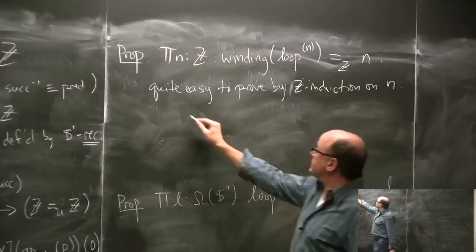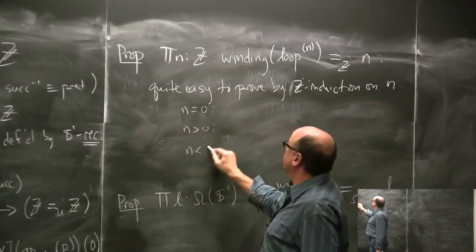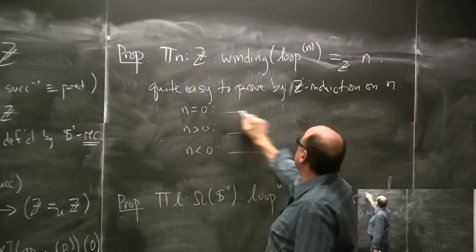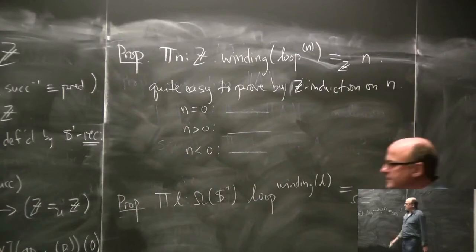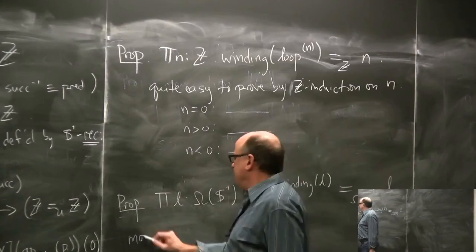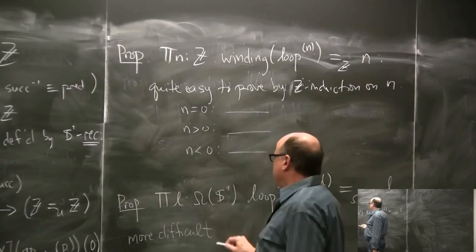So there are 3 cases: n equals 0, n is positive, and n is negative. And you can work out the calculation. So that turns out to be very easy. It's certainly what you would hope for. If I iterate the loop n times, and the winding number is supposed to be the winding number, then that really should come back with n. So the trouble is all here. This is where it is difficult. This is more difficult. Let's just see why it's more difficult and how we get out of trouble.